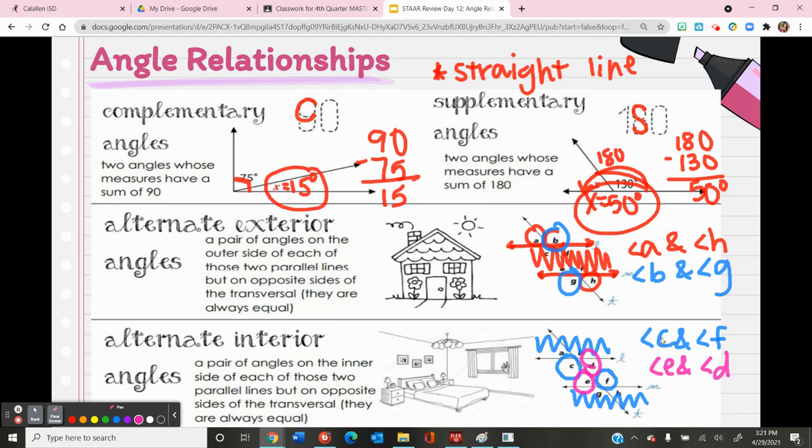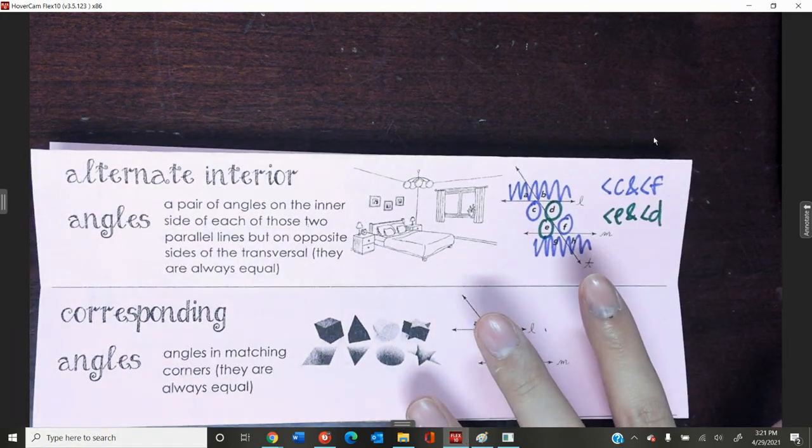And again, alternate interior angles are also congruent to each other. They have the same angle measurement. So again, alternate interior angles are a pair of angles on the inner side of each of those two parallel lines, but on opposite sides of the transversal. And again, they are always equal. So now looking at your foldable, this is everything you should have written down for alternate interior angles.